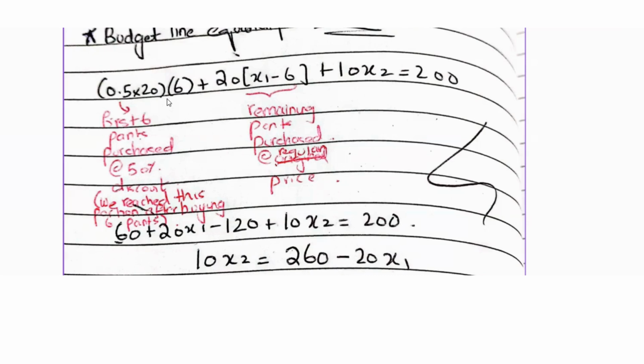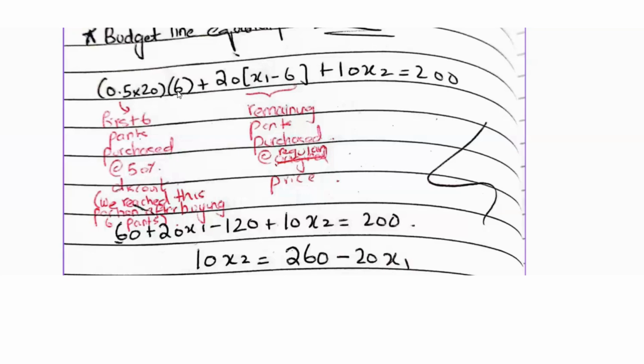Because say x1 was equal to 8, then in your budget line you first bought the 6 units at the discounted price and the remaining units, which was 8 minus 6, 2, at the regular price. So over here, when you're looking at the budget line equation for x1 greater than 6, you do first have to account for the first 6 units of x1 because it's only after buying those first 6 units that we reach this portion where x1 is greater than 6.